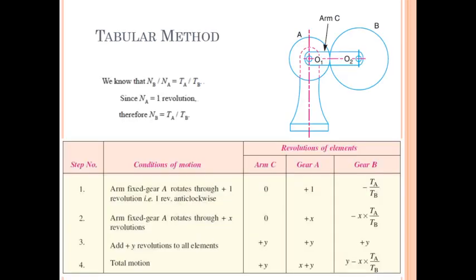Now, there is one method to find out velocity ratios or velocities for this type of gears. There is no such velocity ratio formula as we have seen previously for simple, compound and reverted gear trains. Here one different tabular method is used. This tabular method and some problems we will see in the next video.